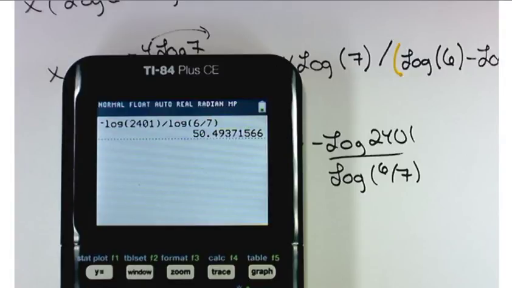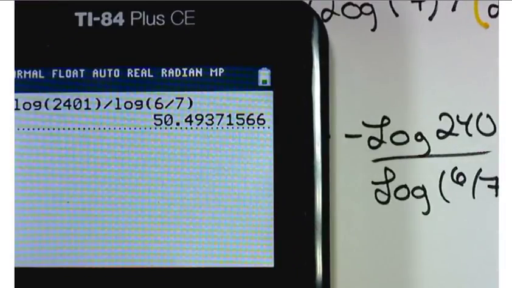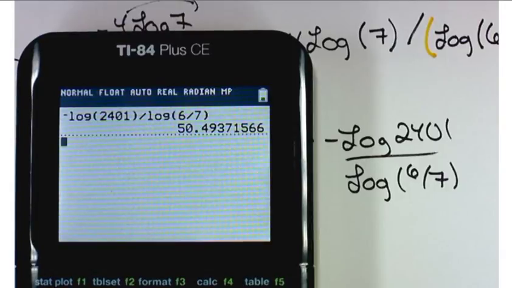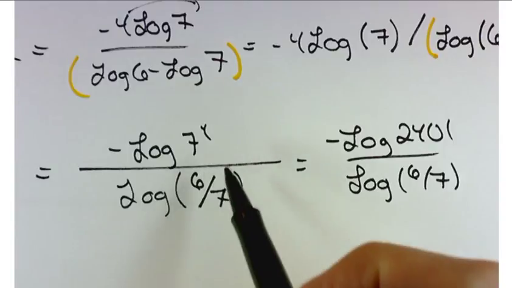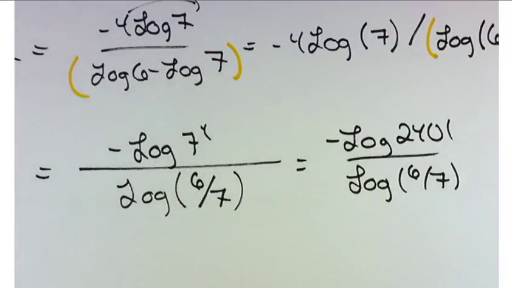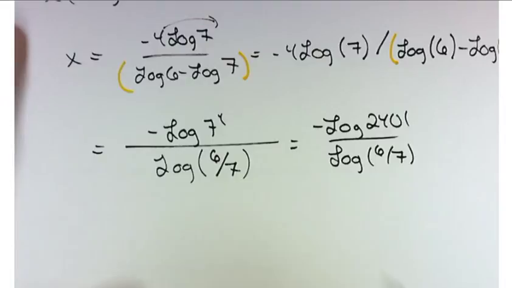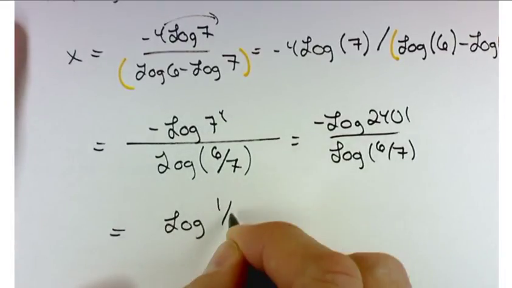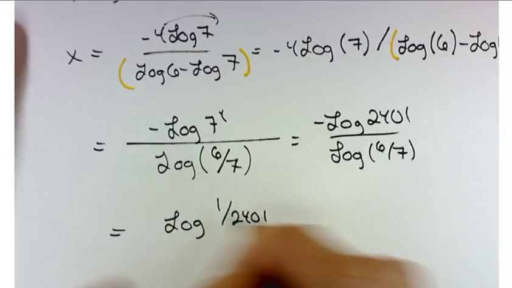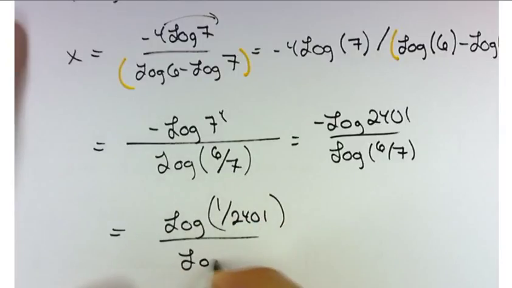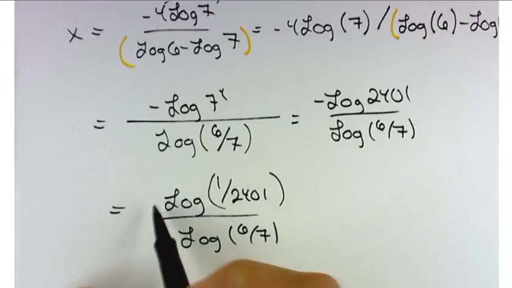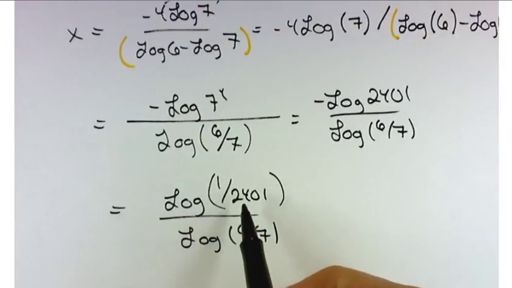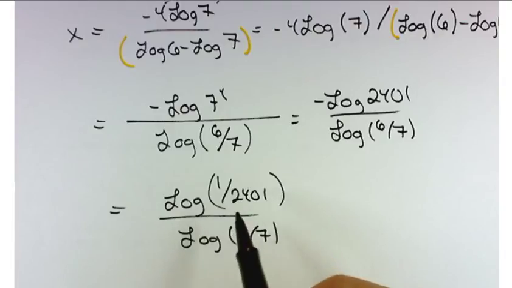Why wouldn't you bring the negative of the 4? I could. Yeah. I just didn't want to deal with a fraction, so that's why I didn't bring the negative. But if you did bring the negative, you could make that the log of 1 over 2,401 divided by the log of 6 over 7. So here you don't have to deal with a negative, but you do have to deal with a fraction. I just didn't want to deal with a fraction, so that's why I only brought the exponent. But it's a good question. I probably should have said something.